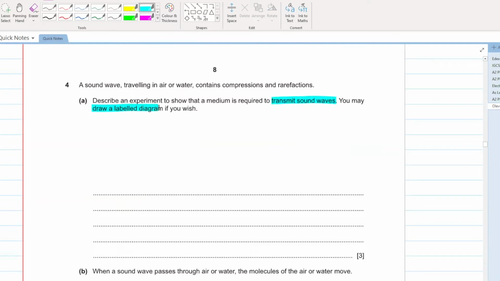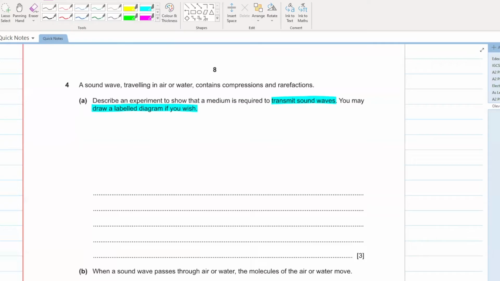You may draw a labeled diagram if you wish. Now you have to tell about an experiment to show that sound requires a medium to travel. If you open the notes, I'll show it in the notes, because making this again will require too much time. Basically, if you open the notes of sound, you will see one experiment.